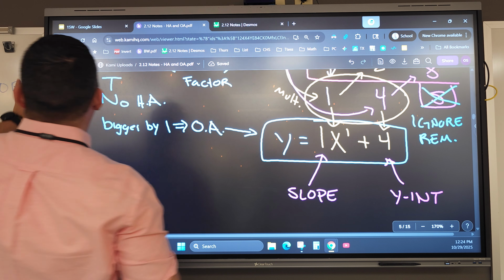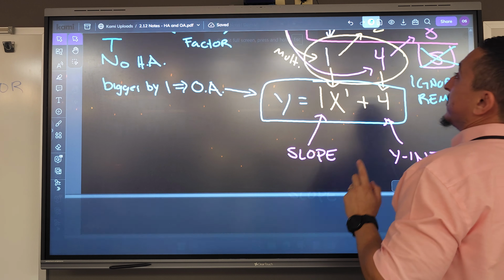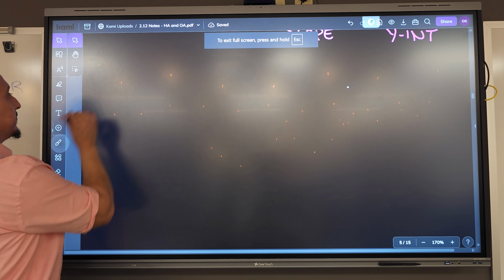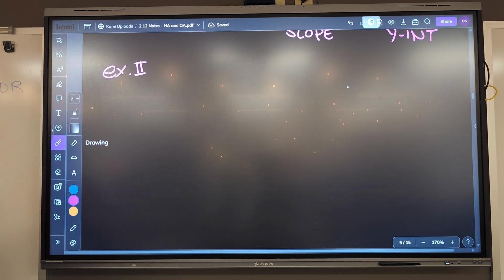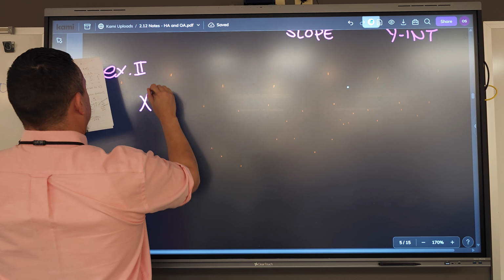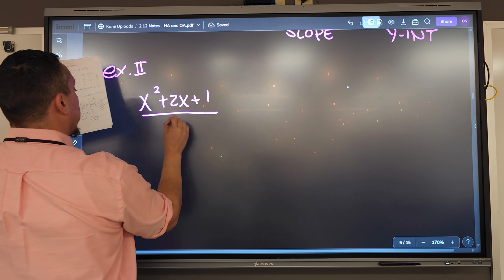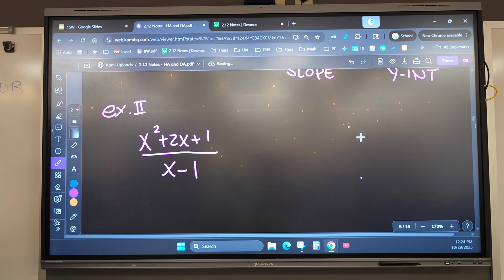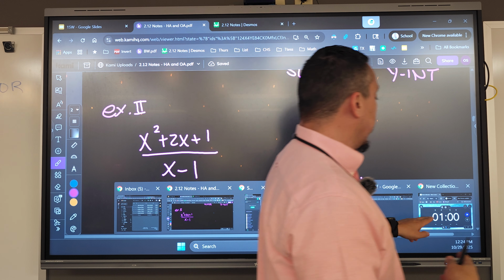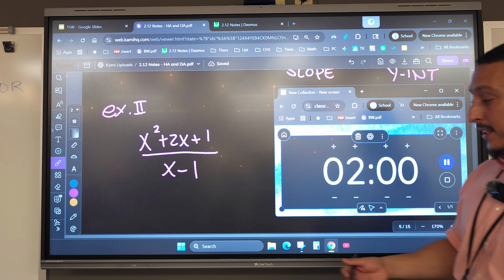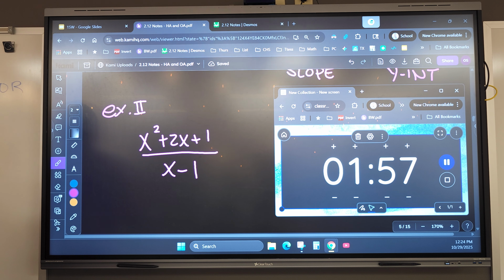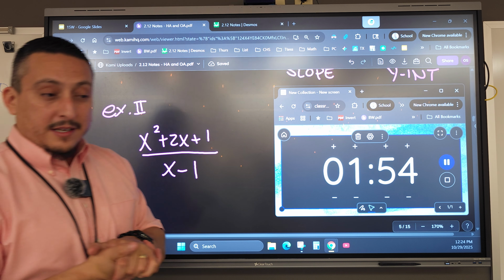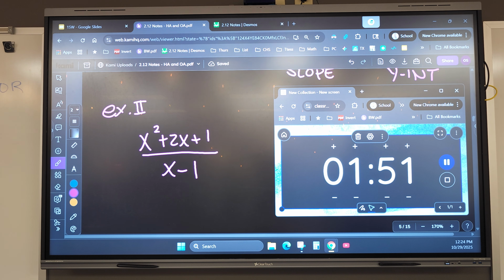Okay, so here we go. That's the gist of it, guys. So now let's try example 2. You're going to need a little bit more time, but let's do x squared plus 2x plus 1 over x minus 1. Okay. So establish whether it's a Bobo, a Button, or a Betsy, and then if it is a Button bigger by 1, find that oblique asymptote equation. If you get stuck, ask your neighbor or ask me. Okay, so I'll walk around. You've got 2 minutes.